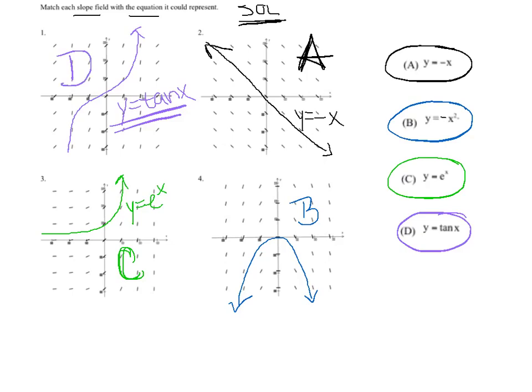So these can be tricky. Just ask yourself, am I matching the slope field with the diffie q, or am I matching the slope field with the solution? If it's the diffie q, let's focus on slopes. If it's the solution, let's focus on the curve that you see hidden within the slope field itself.